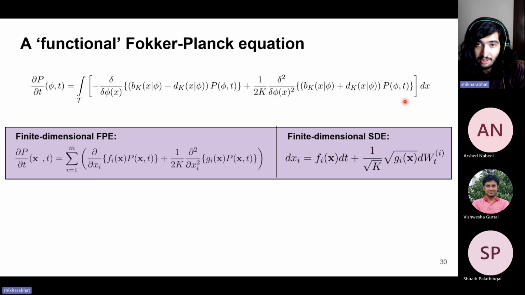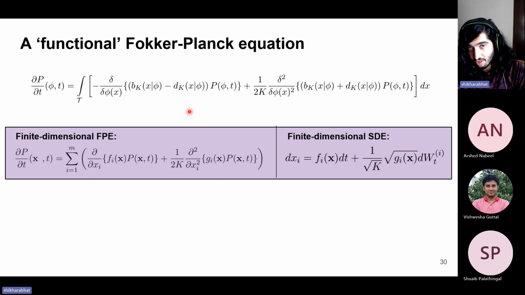But what we used for gaining insights into ecology and evolution was not the Fokker-Planck, but the fact that every Fokker-Planck corresponds to a stochastic differential equation. We said that a Fokker-Planck equation that looks like this, with fi in the first derivative and gi in the second derivative, corresponds to a stochastic differential equation with fi in the drift term and root gi in the diffusion term. Here W_i is a Wiener process, and for each i it's an independent Wiener process.